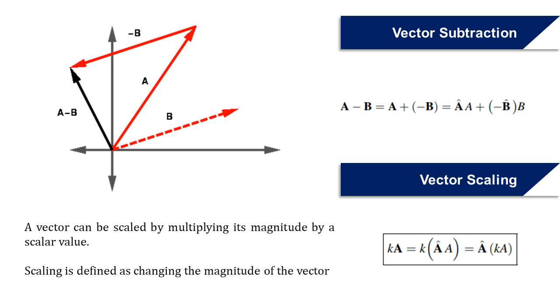So a vector can also be scaled by multiplying its magnitude by a scalar value. So scaling is defined as changing the magnitude of a vector. Ginagamit natin yung vector scaling para hindi tayo ma-confuse sa multiplication ng mga vectors. Kasi meron din tayong tinatawag na dot product or yung scalar product, and then meron din tayong vector product. So in this case, when we are multiplying a scalar value to a particular vector, we are trying to scale it.